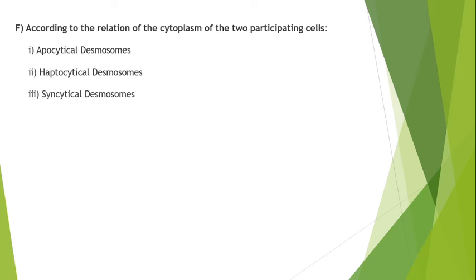Then haptocytical. Here, the cytoplasm of the two cells is separated by membrane of low electrical resistance and is electrically coupled. In apocytical, there is no electrical coupling. In haptocytical, here it is electrically coupled. And then next is syncytial desmosomes. There is no membrane between two cells.